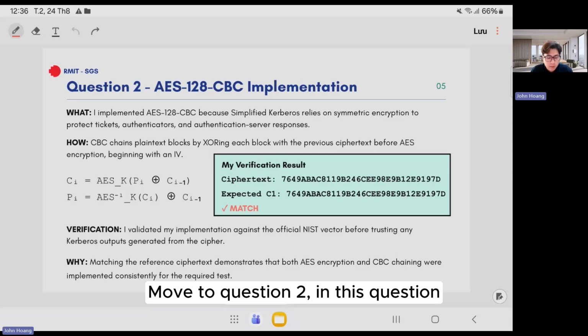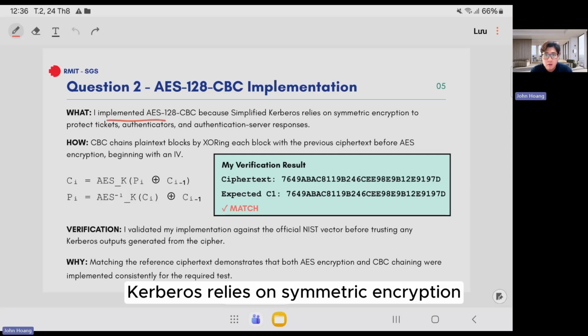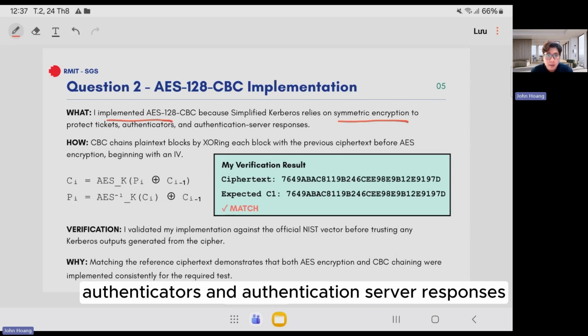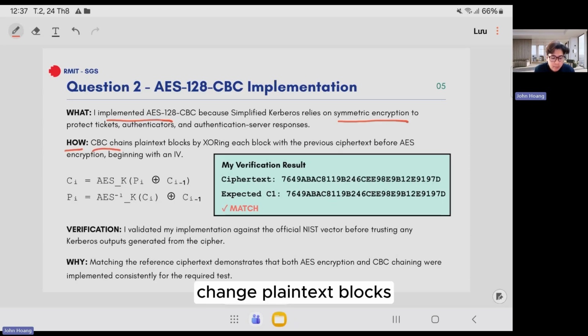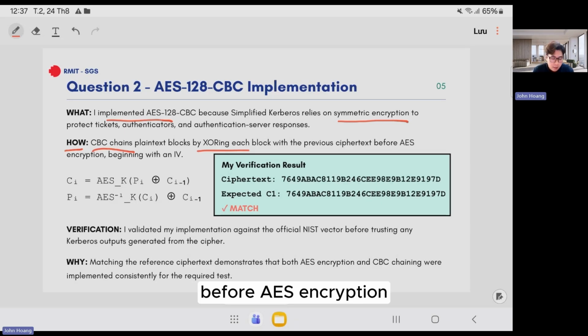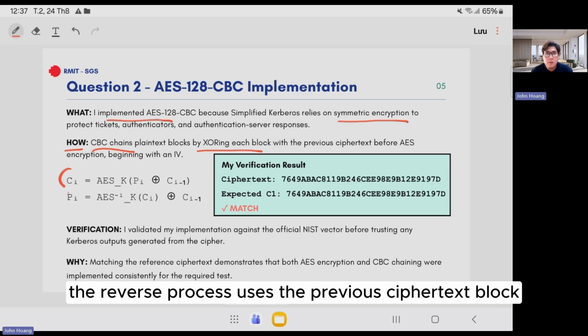Moving to question 2. In this question, I implemented AES-CBC because Simplified Kerberos relies on symmetric encryption to protect tickets, authenticators, and authentication server responses. How do I do this? CBC chains plaintext blocks by XORing each block with the previous ciphertext before AES encryption, using this formula. And for decryption, the reverse process uses the previous ciphertext block again.